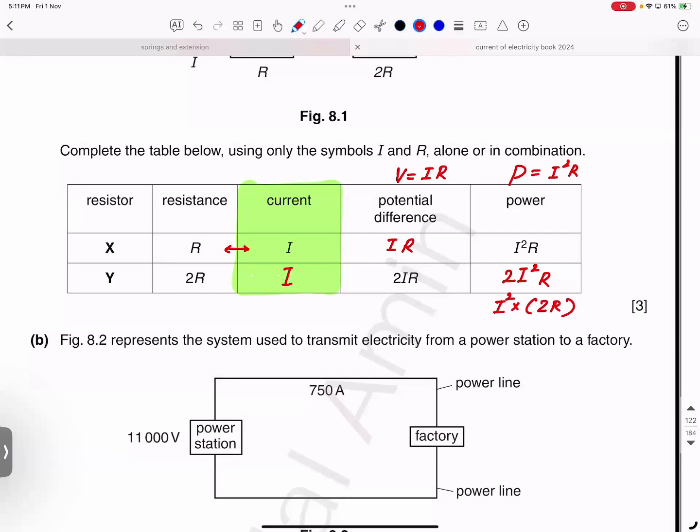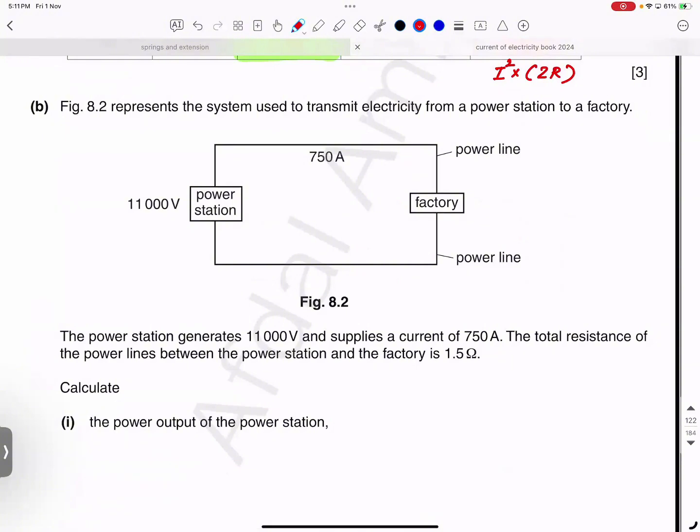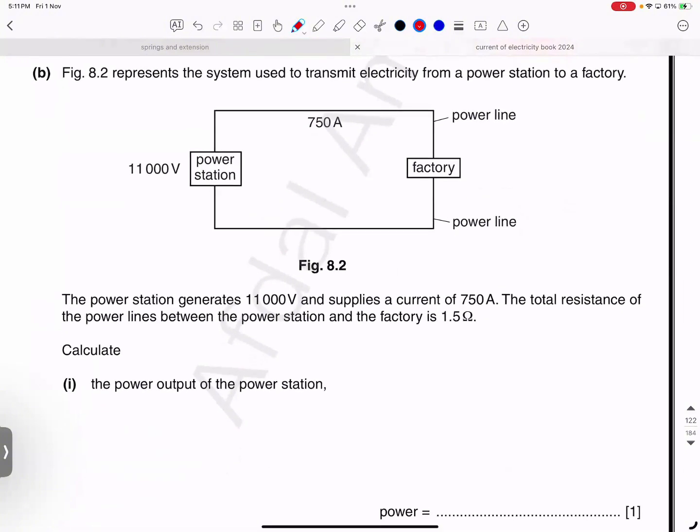Next question. Figure 8.2 represents the system used to transmit electricity from a power station to our factory. Power station voltage is 11,000 volts and current is 750 amperes. The power station generates 11,000 volts at a current of 750 amperes. The total resistance of the power lines between the power station and the factory is 1.5 ohms.